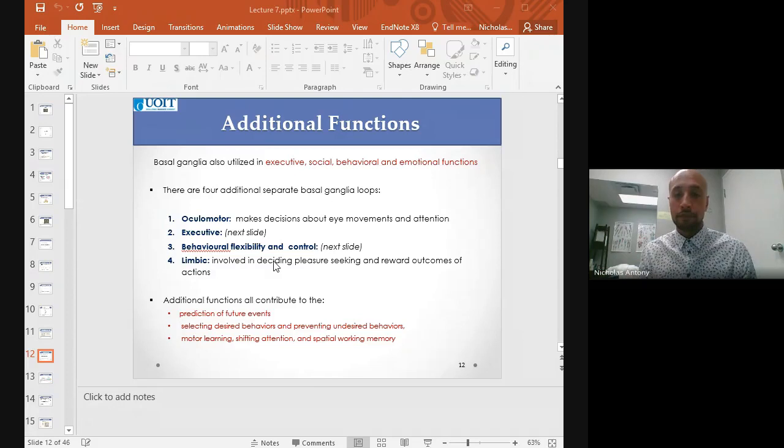Everyone get that? It's not super complicated. But do you see how, in both ways, the basal ganglia is taking inputs and then adjusting the output, just like the motor circuit. Okay, you guys good? So there's two other loops.